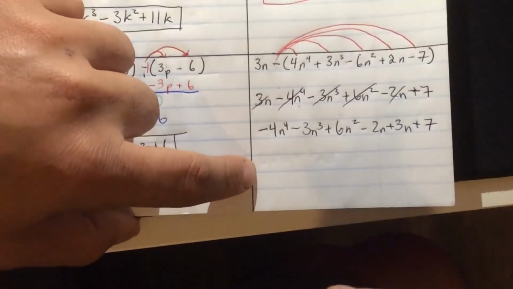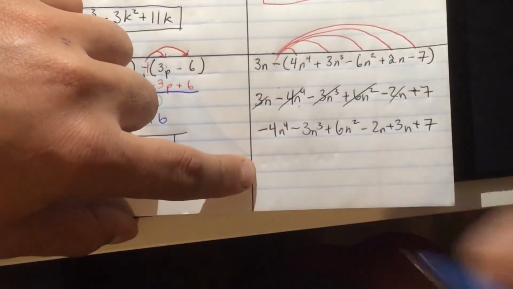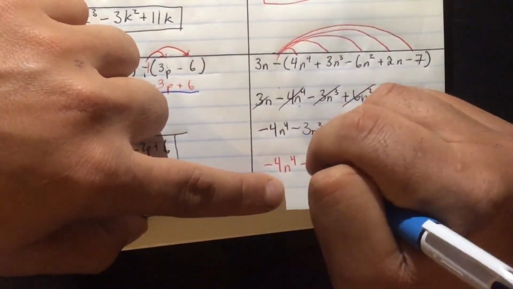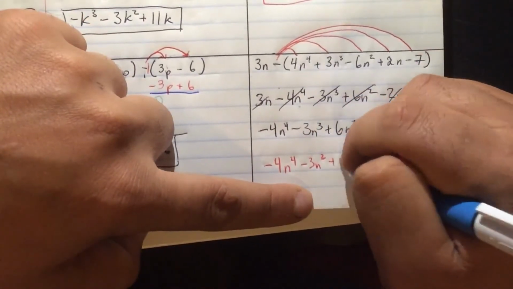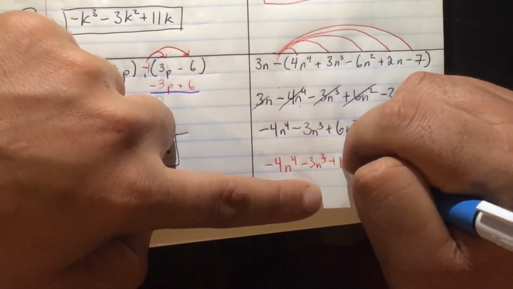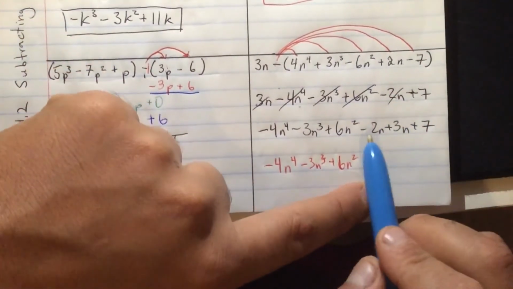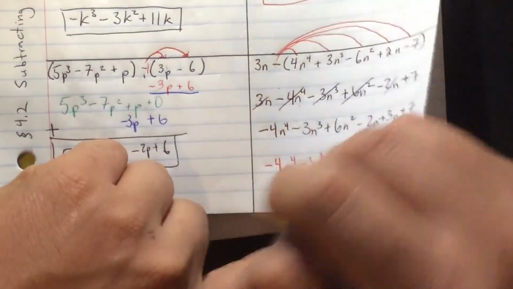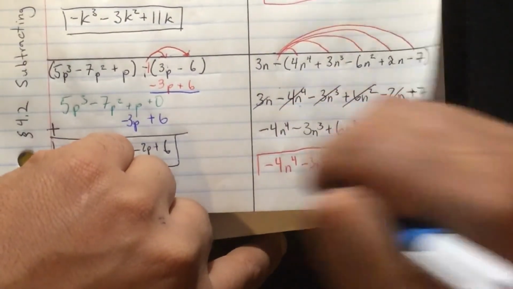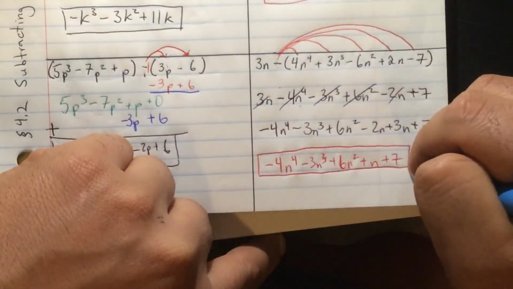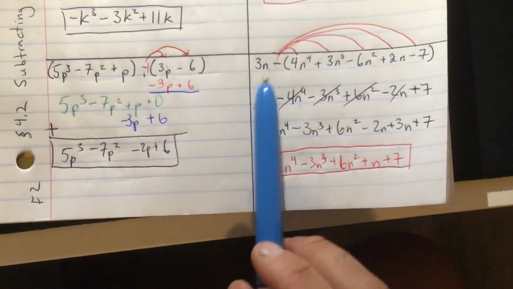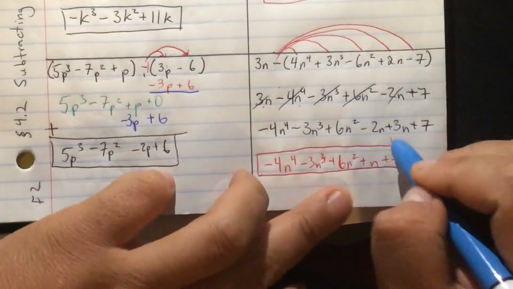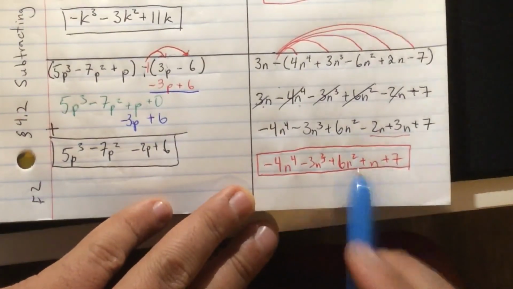We have our final answer, which I'll do in subtraction, in red: negative 4n to the 4th minus 3n cubed plus 6n squared. Negative 2n plus 3n just gives us a positive n, plus 7. So once again, this is a very easy distribution of the negative. Then instead of lining it up together, we just combine like terms here. We just move this one to here and added it together, and we're done.